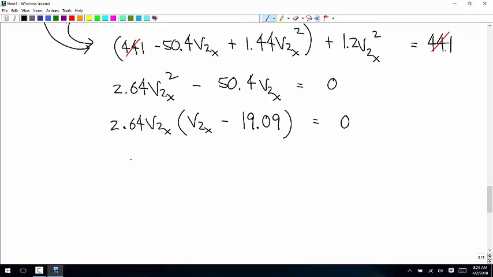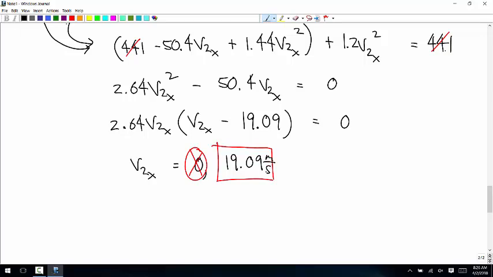So you get two solutions. v2x is equal to either 0 or 19.09. One of those matters to us, the one that's not before, exactly. If you got that on the test, that would be fine. I wouldn't take off points if that was all you wrote and then you moved on to the next thing.